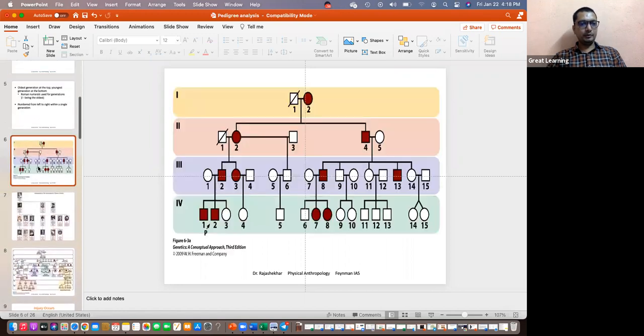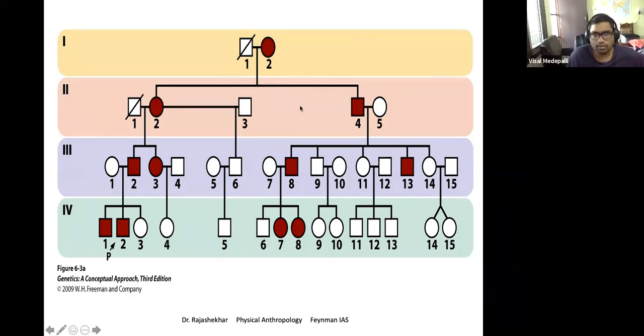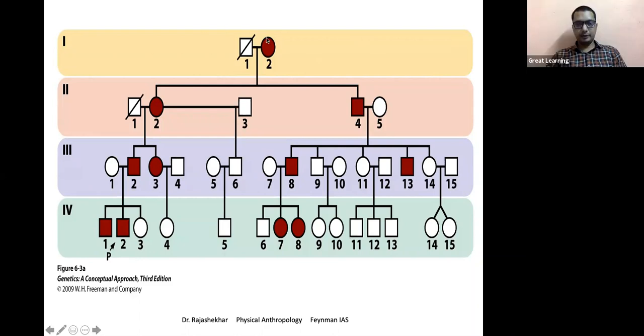For example, this is how a pedigree chart looks. What do they mean? Have you ever looked at this pedigree chart before, any of you? Vishal, do you know these pedigrees? No, sir, I have not looked at this type of chart. What about others? Because I think you guys have different backgrounds, right? I don't assume that you know these pedigree charts.